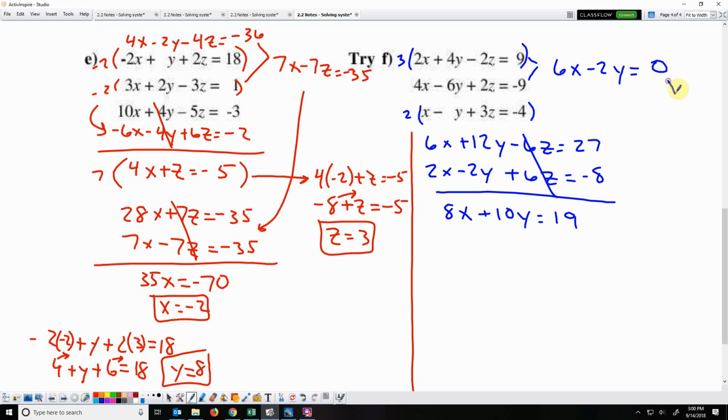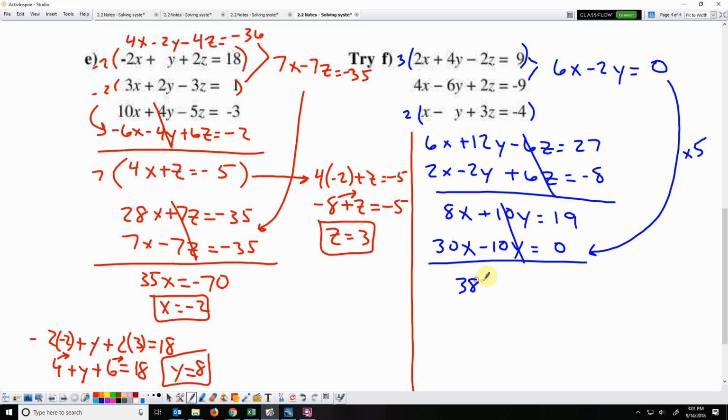So if I bring this one down here, I can eliminate the y's. I've got a positive and a negative. And if I multiply this 2 by 5, I'll get a negative 10. So I'm going to multiply by 5 as I bring it down. 30x minus 10y, so that's 6 times 5, and negative 2 times 5. And then 0 times 5 is 0. So the y's eliminate. I get 38x equals 19.